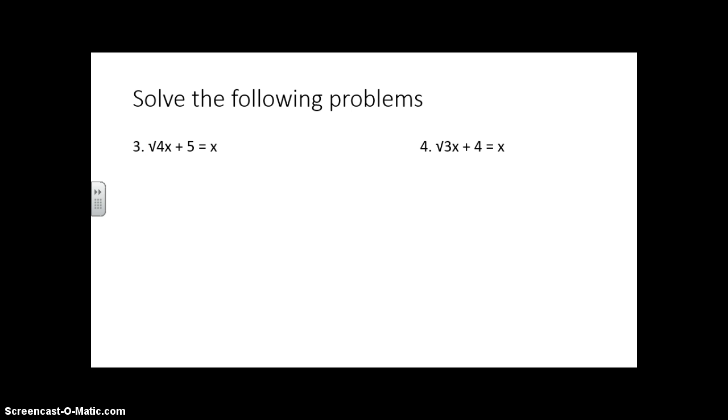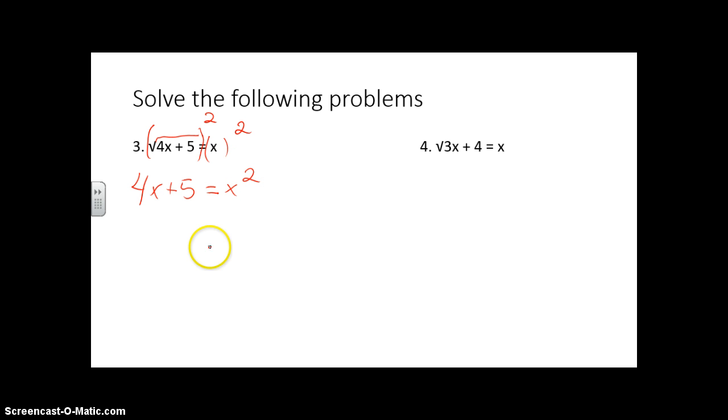Let's continue here with some more problems. These are similar, but notice we're equal to x and not a value like we saw on the last page. So for number 3, we have the square root of 4x plus 5 equals x. Again, we want to get rid of the radical sign, the square root sign, so we're going to square the left side and square the right side. And this left side becomes 4x plus 5 equal to x squared.